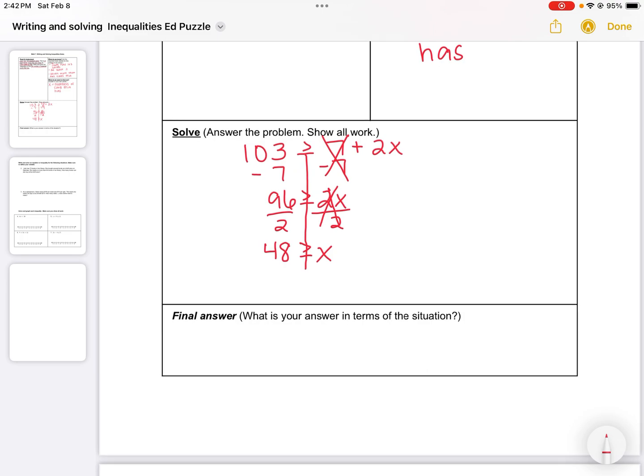My last step is I need to write my final answer. It says, what is your answer in terms of the situation? So it's asking me, what does my answer mean in words? It means that Mia has 48 cards or less.